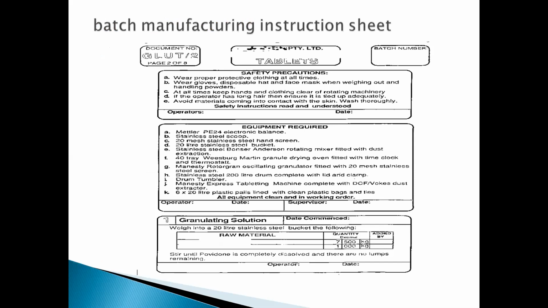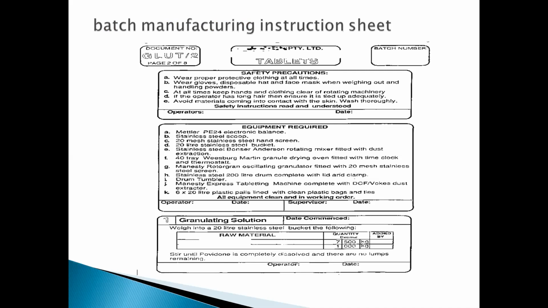So if you look into the batch manufacturing instruction sheet, we'll have a small example like this. There is a batch number, the document number, the page number, in case they want to make tablets. So here are the safety precautions and the equipment usually required.